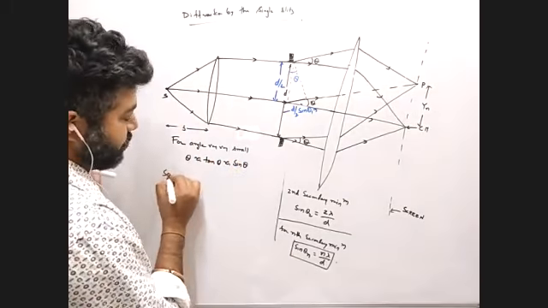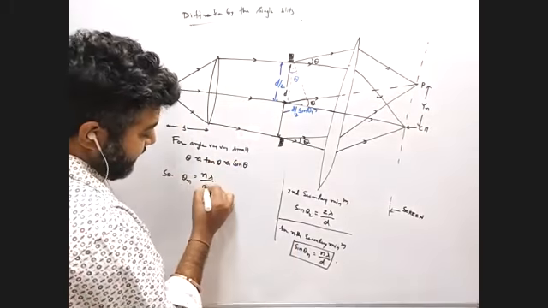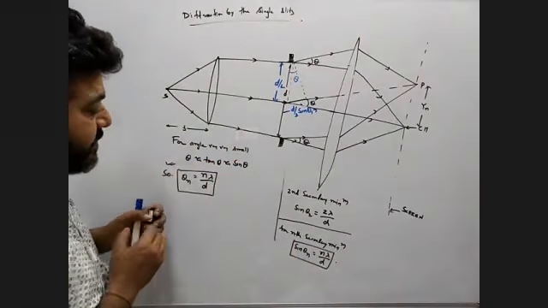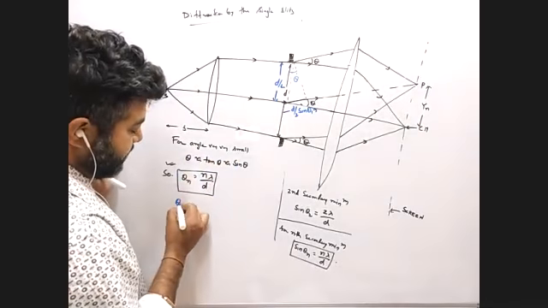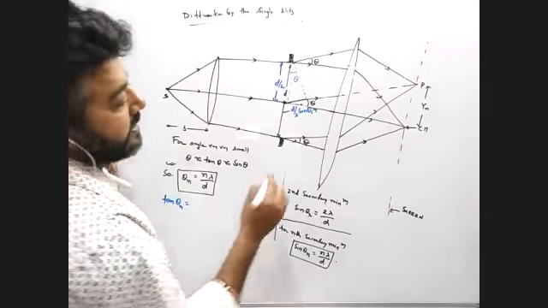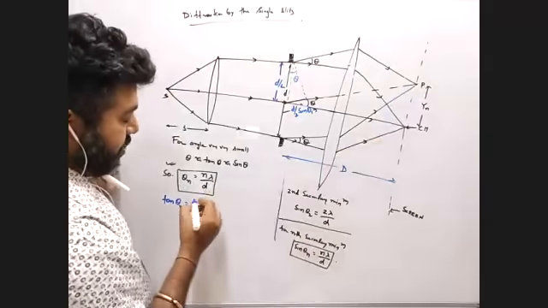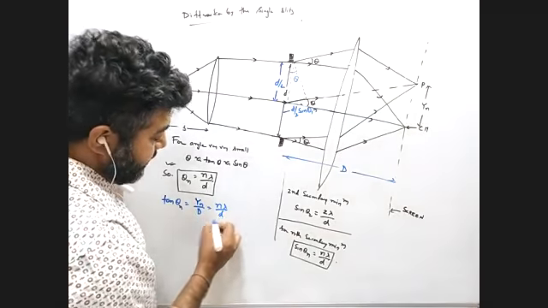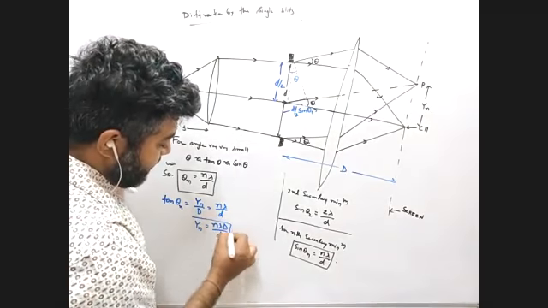So the sine theta n you can write as theta n, that is n lambda by d. This is one way for the angular position. And sometimes, as theta is nearly equal to tan theta, in place of theta n you can write tan theta n, where this is the base and this is the perpendicular. So yn by capital D is n lambda by d. So yn is n lambda capital D by small d. Is it clear?